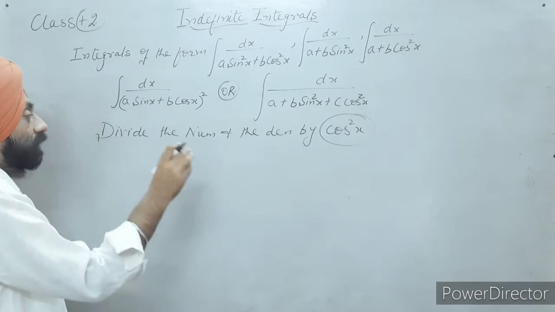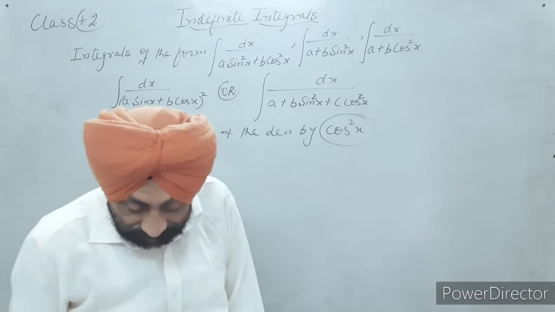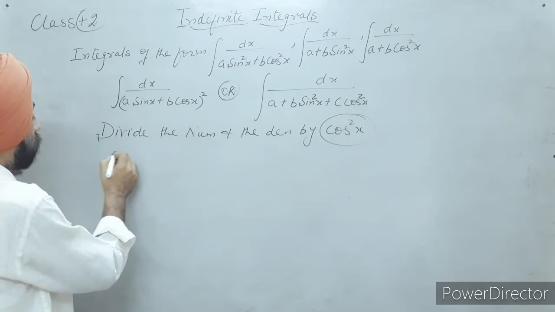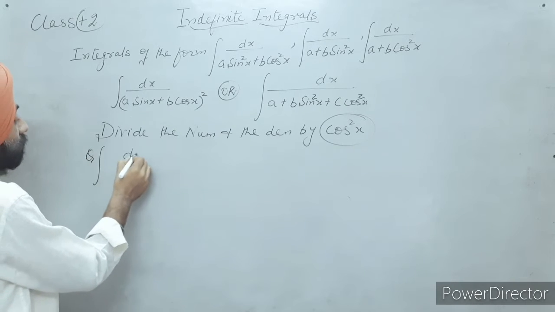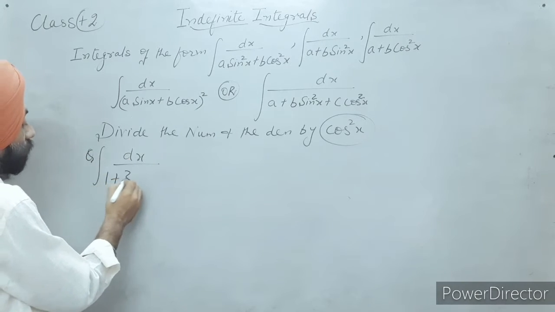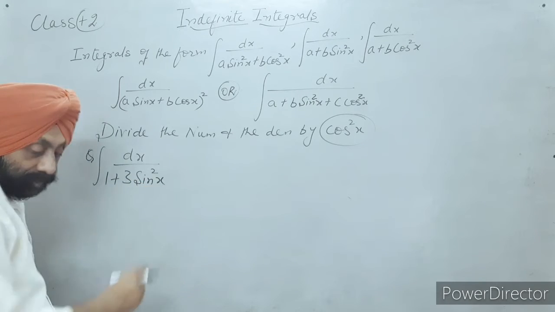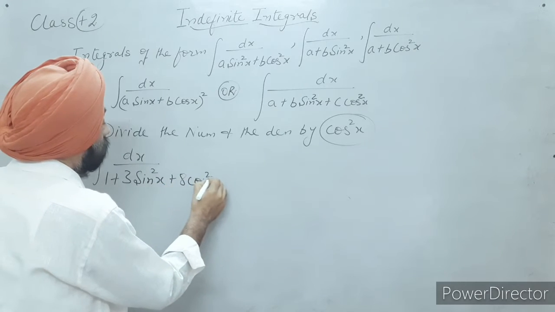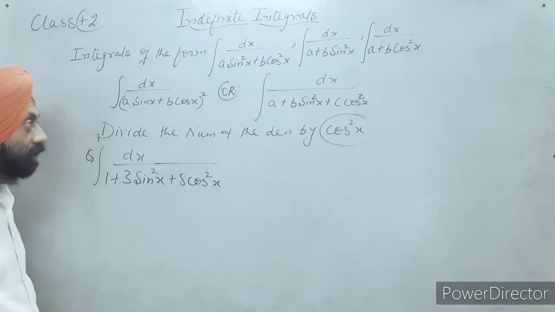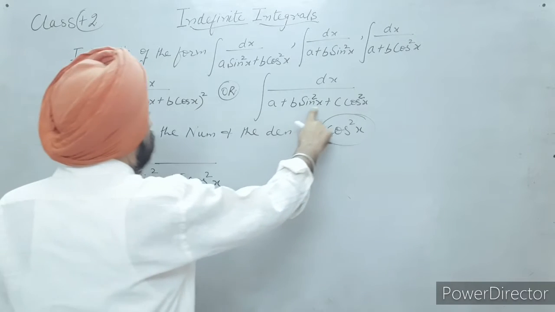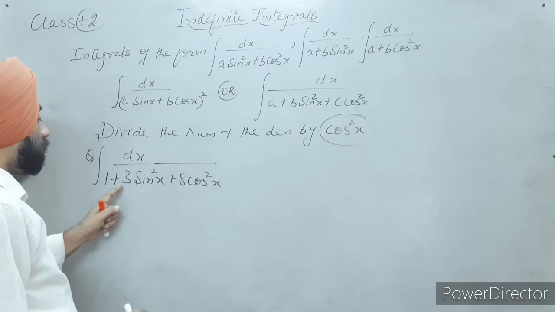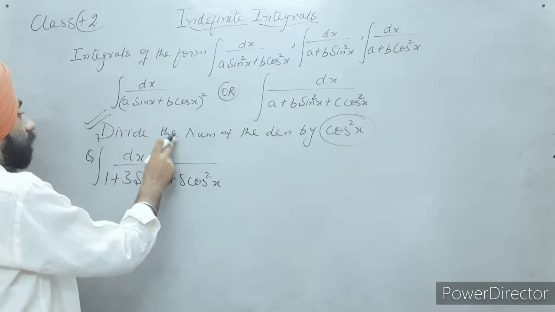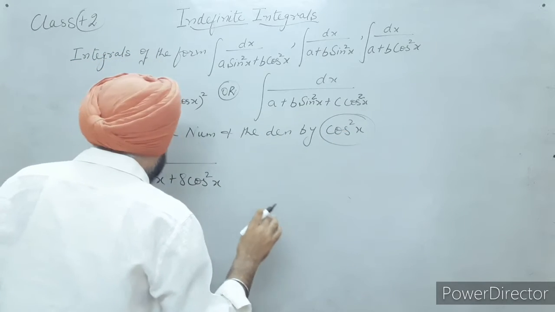Now what happens? Let me explain with an example. The question is dx upon 1 plus 3 sin square x plus 8 cos square x. Now, it is this type. The very first step is to divide the numerator and the denominator by cos square x.